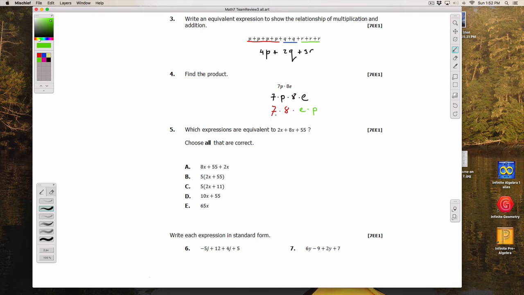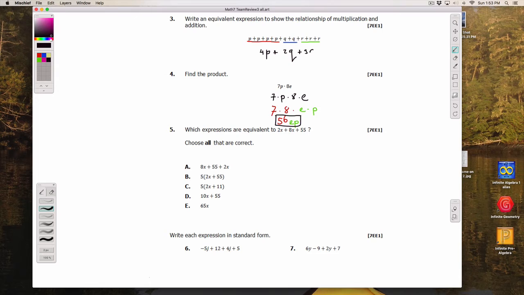Now I can simplify, because 7 times 8, I can simplify that. So 7 times 8 is 56. E and P have to stay as variables because I don't know what number they represent. So 56EP. Then I have to stop there because I cannot continue simplifying anymore because I do not know what numbers E and P represent.